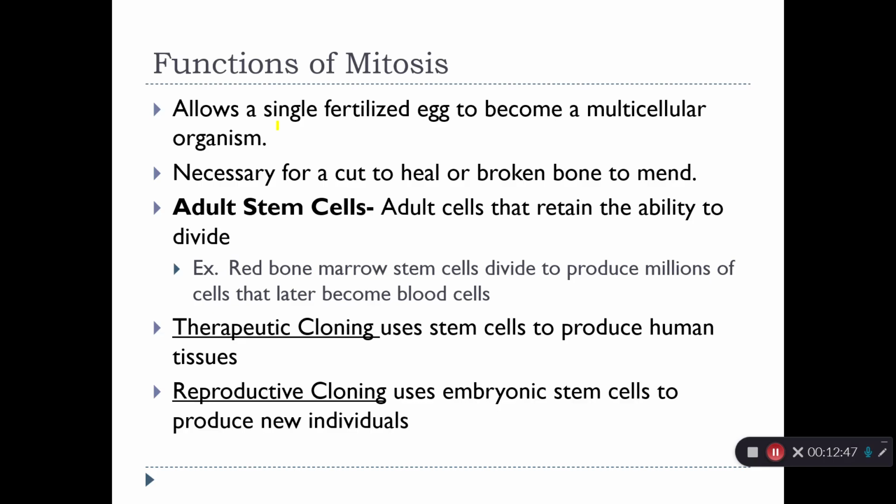Adult cells that retain the ability to divide. Example: red bone marrow stem cells divide to produce millions of cells that later become blood cells. There's therapeutic cloning and reproductive cloning. Therapeutic cloning uses stem cells to produce human tissues, and reproductive cloning uses embryonic stem cells to produce new individuals. So really, really cool.